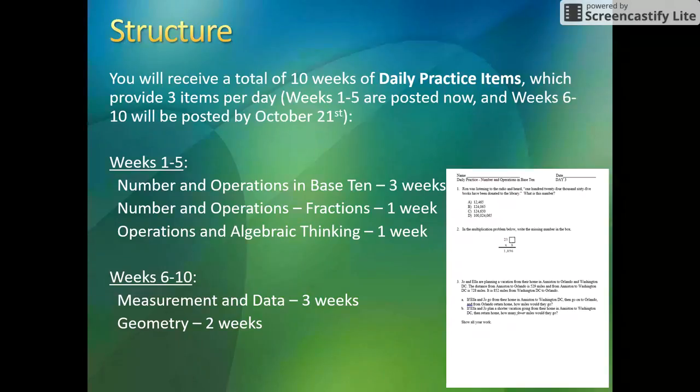On the screen, you'll see a picture of a sample practice item. This is number and operations in base 10, day 3. You'll see there are 3 items. The first one is a multiple choice, the second one is a missing number, and the third one is a story problem with parts A and B to be answered. Number 3 asks the students to show all your work. We would prefer for them to show their work on every item. The only way to understand what they're thinking is for you to see what they're thinking by them answering and showing their work. Once again, these items can be found at the CCRS website.